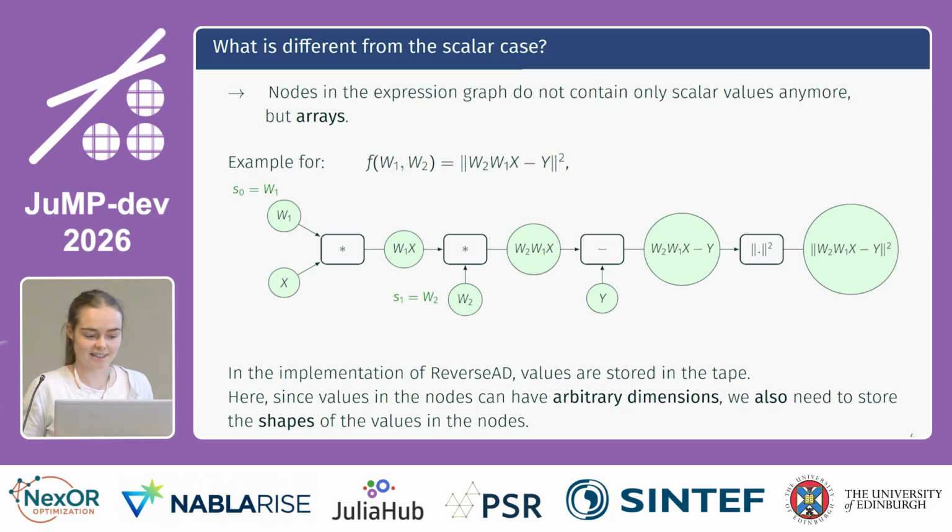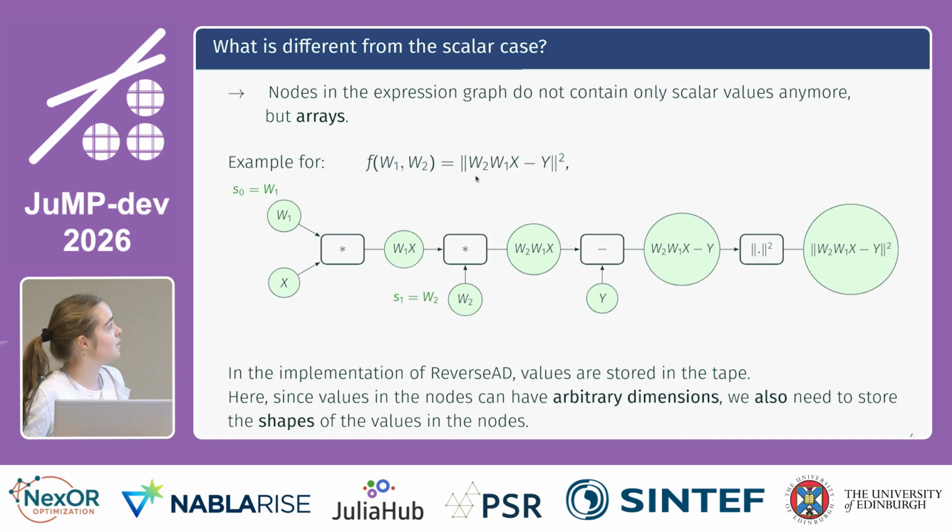Then in the next 2 slides, I wanted to explain what we did different than in the scalar case. So first, as I said, in the vector or matrix case, we want nodes to be able not only to contain scalar values, but also array values. For example, if you have this function, which variables are W1 and W2, like matrices, this function is basically corresponding to a linear neural network, for example.